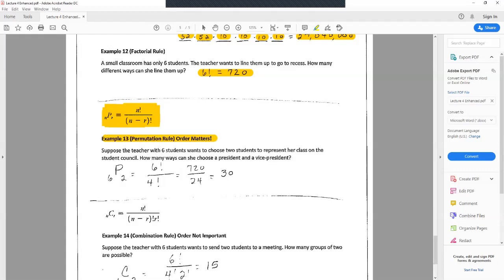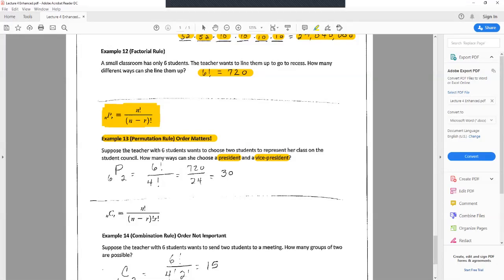Suppose a teacher with 6 students wants to choose 2 to represent her class on student council. How many different ways can she choose a president and a vice president? So here order matters because we're choosing a president and a vice president. So if she chooses the first student to be president and the second student to be vice president, that would be totally different if she had chosen the first student to be vice president and the second to be president.